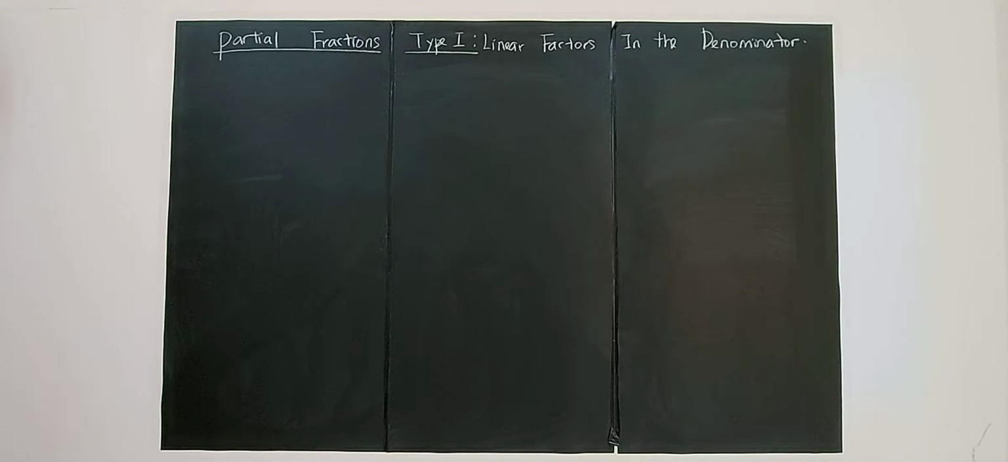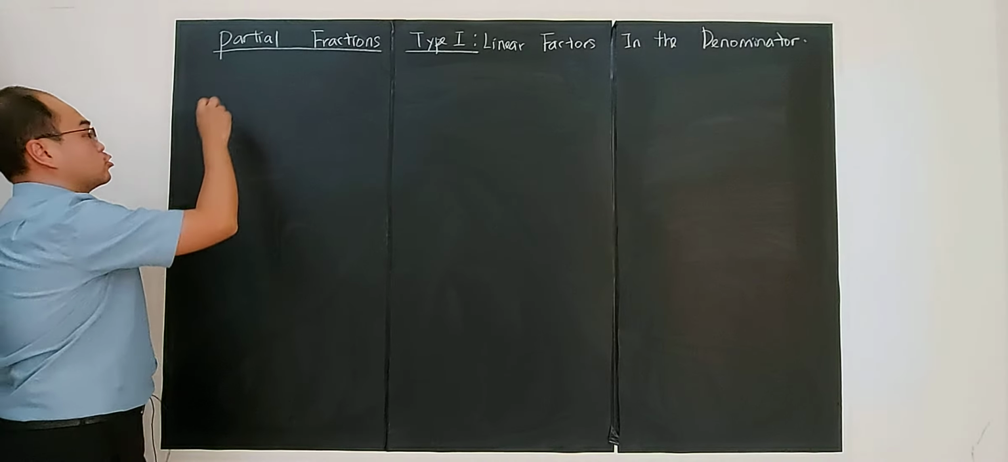In this video, I'm going to talk about the concept of partial fractions, and there are 4 types of partial fractions concepts. For this one, I will talk about type 1, which is the linear factors in the denominator, right? So what is meant by linear factors in the denominator?